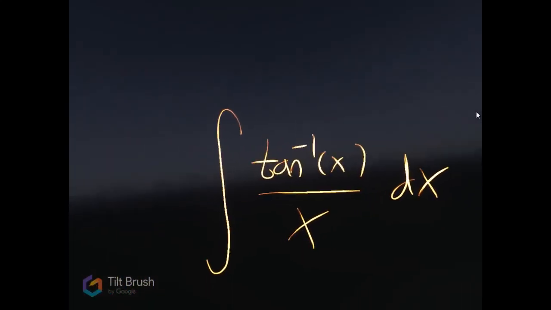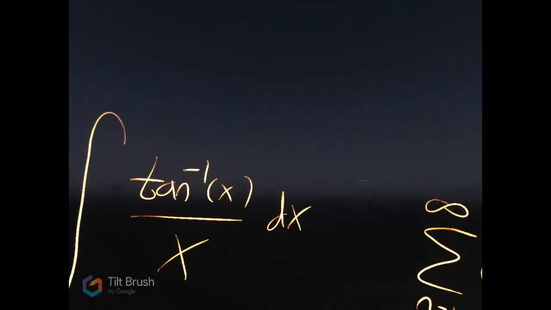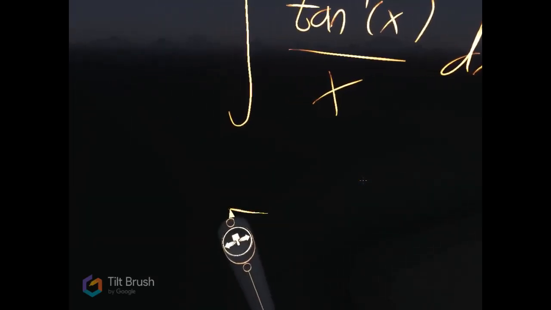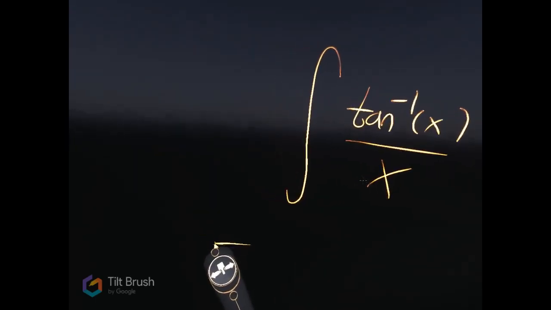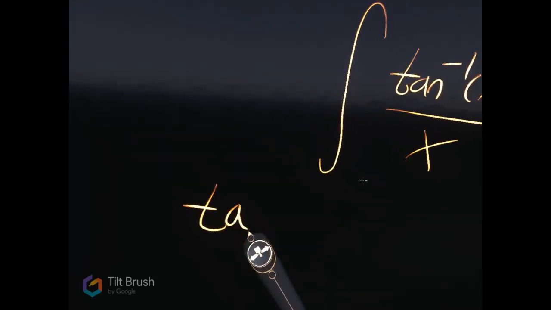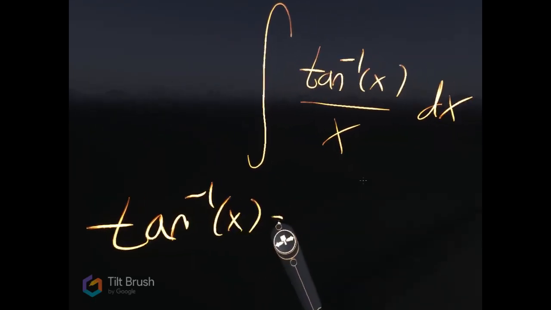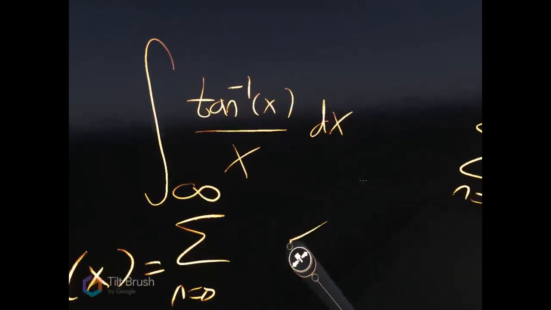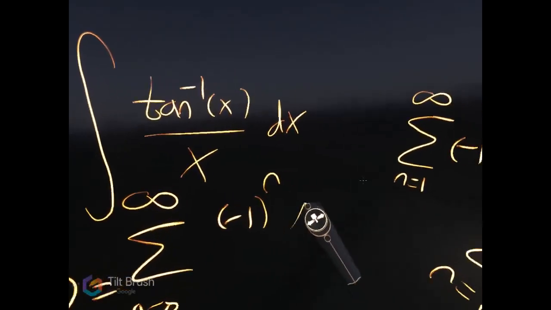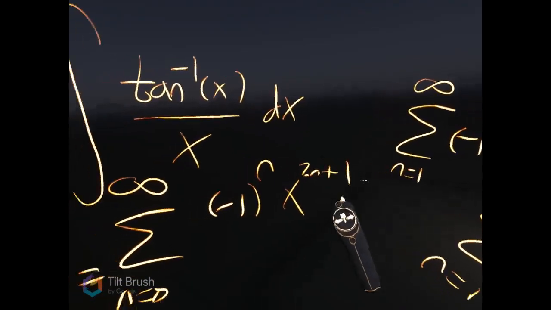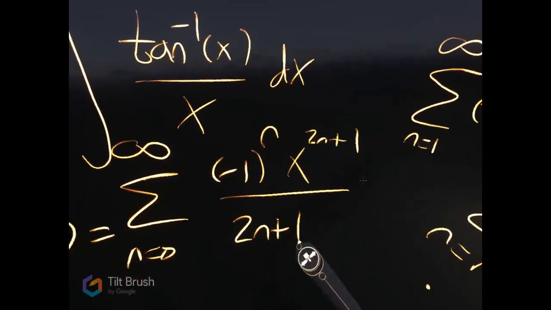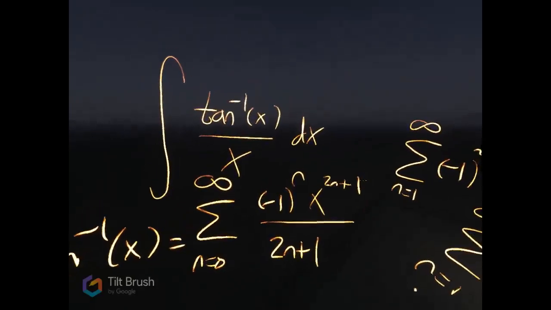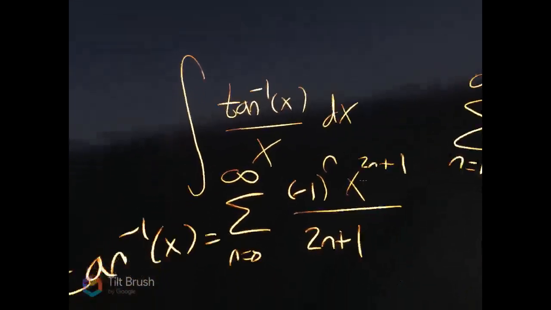So we want to do this as a power series. Now we just use your magic formula, the one that you memorized and used last time. So we know that tan inverse of x equals the sum from n equals 0 to infinity of negative 1 to the n times x to the 2n plus 1 over 2n plus 1. Cool. And then there's a 1 over x in our integral.